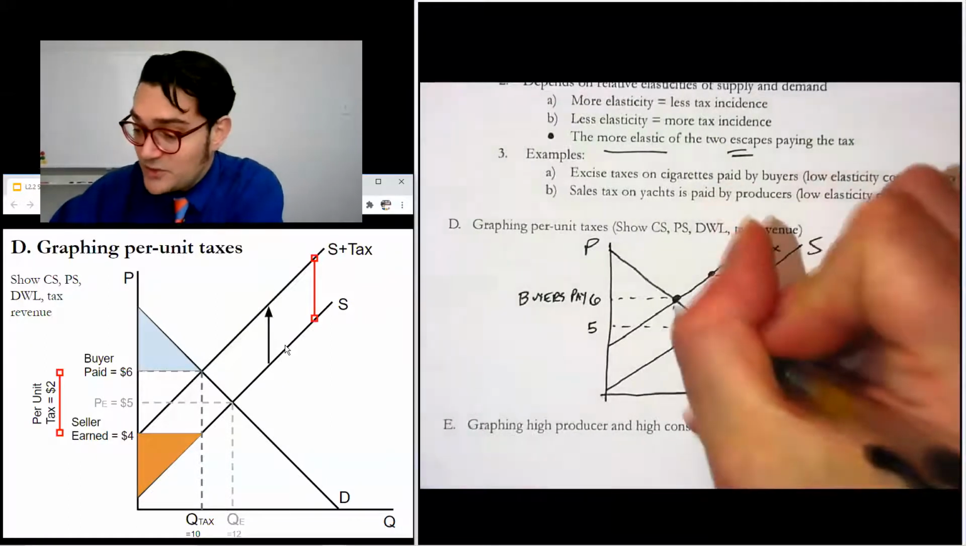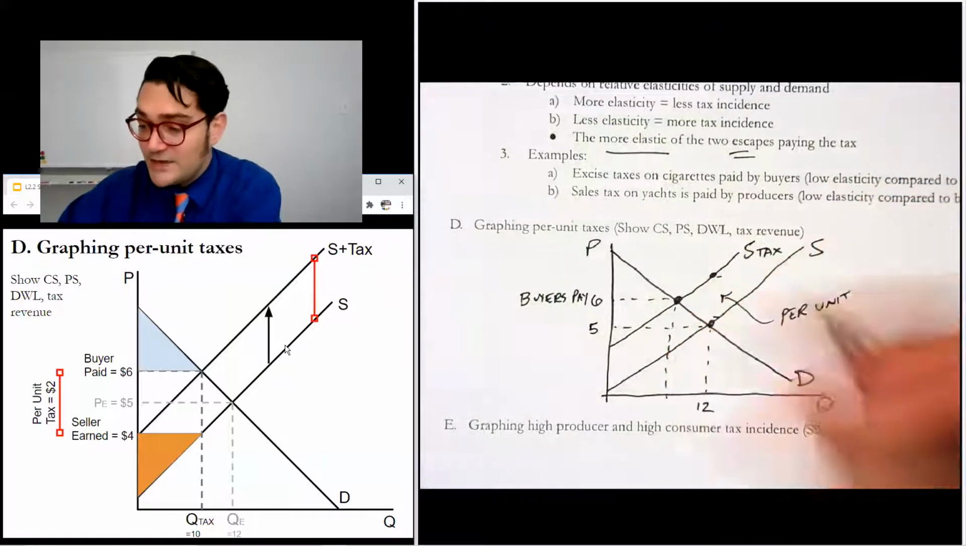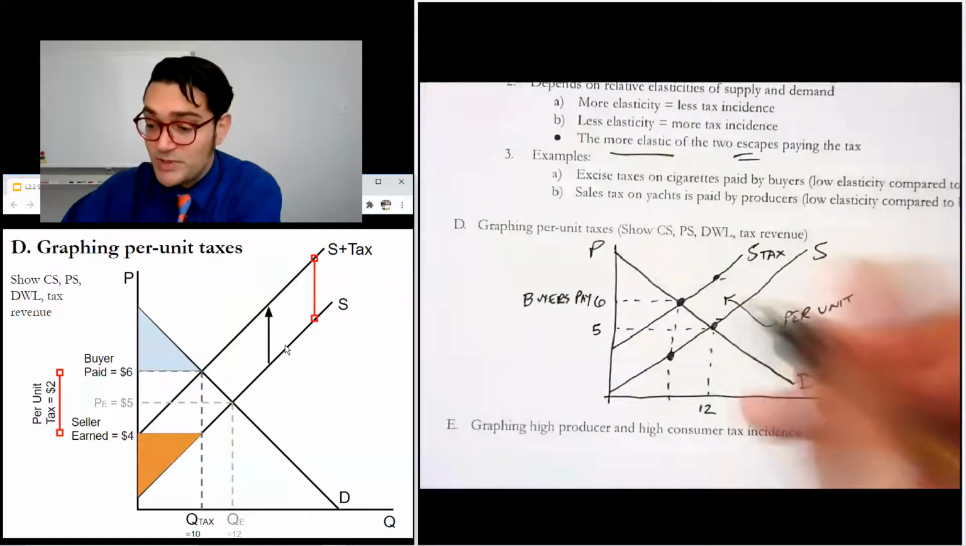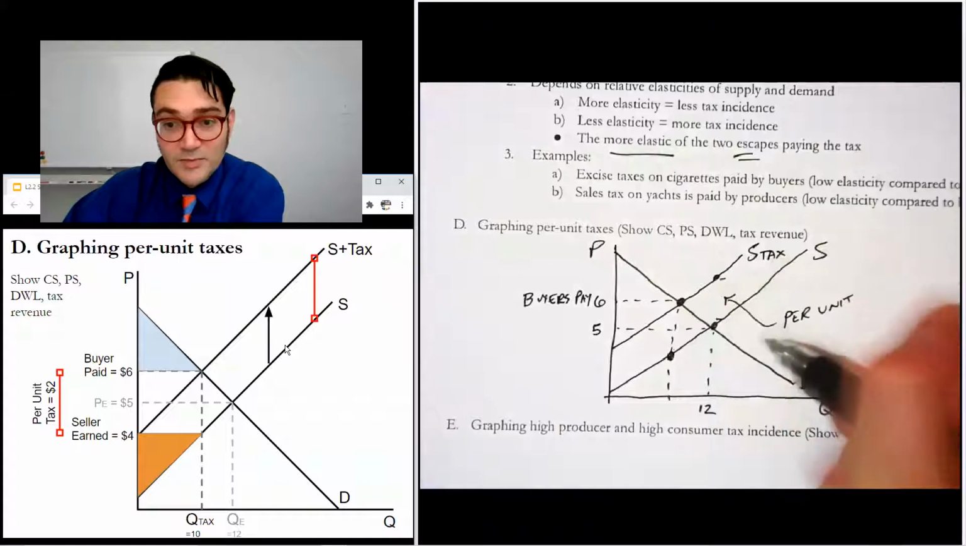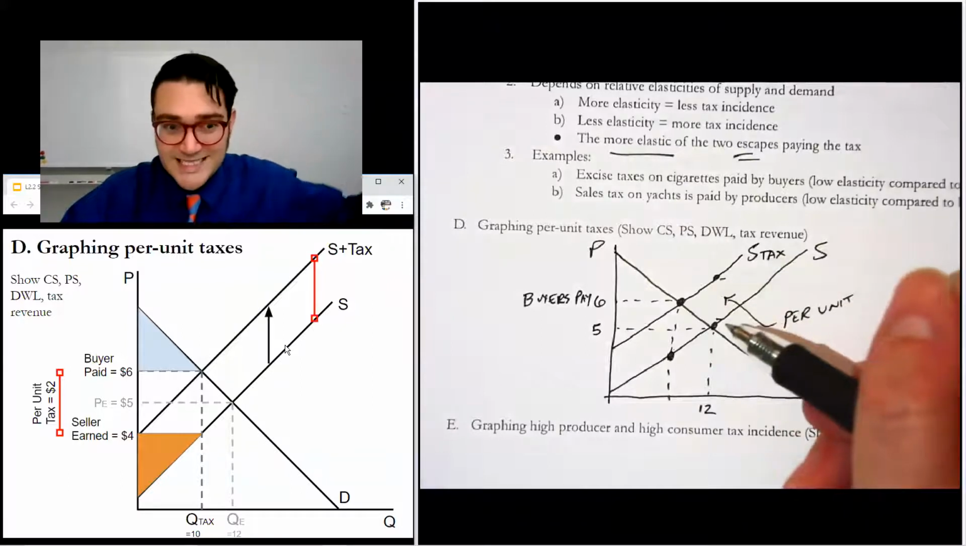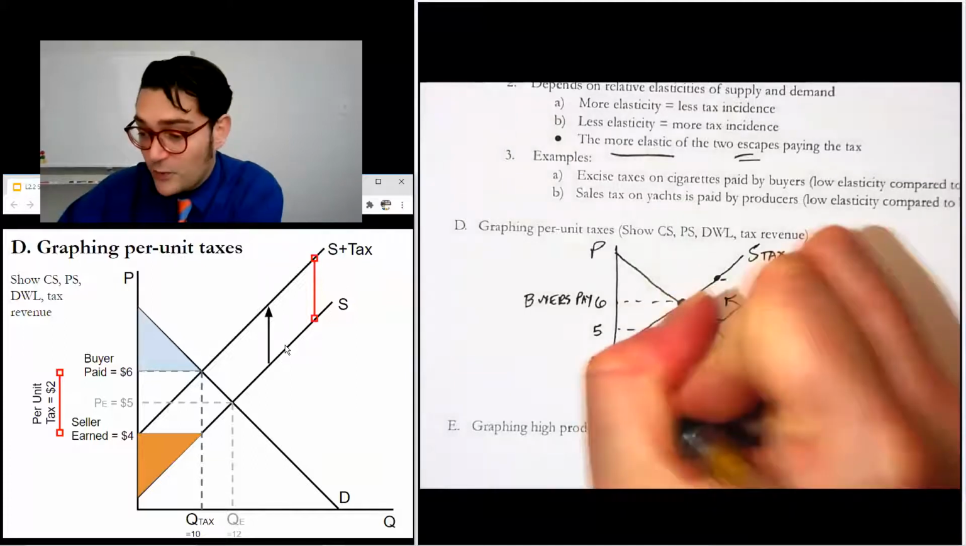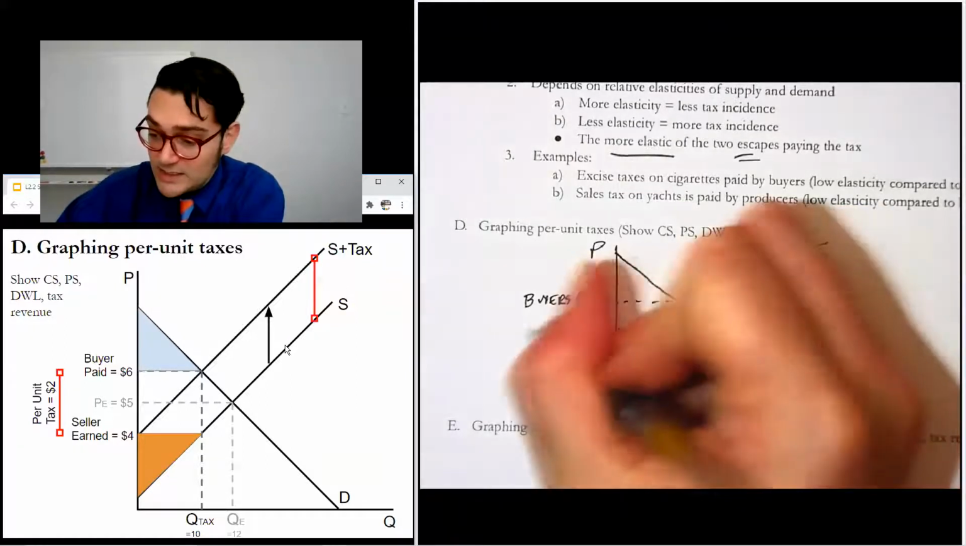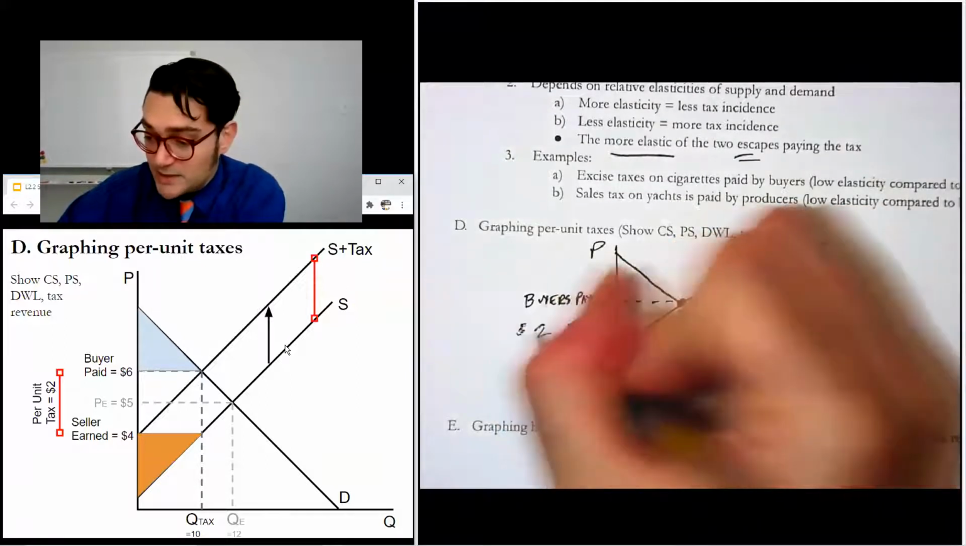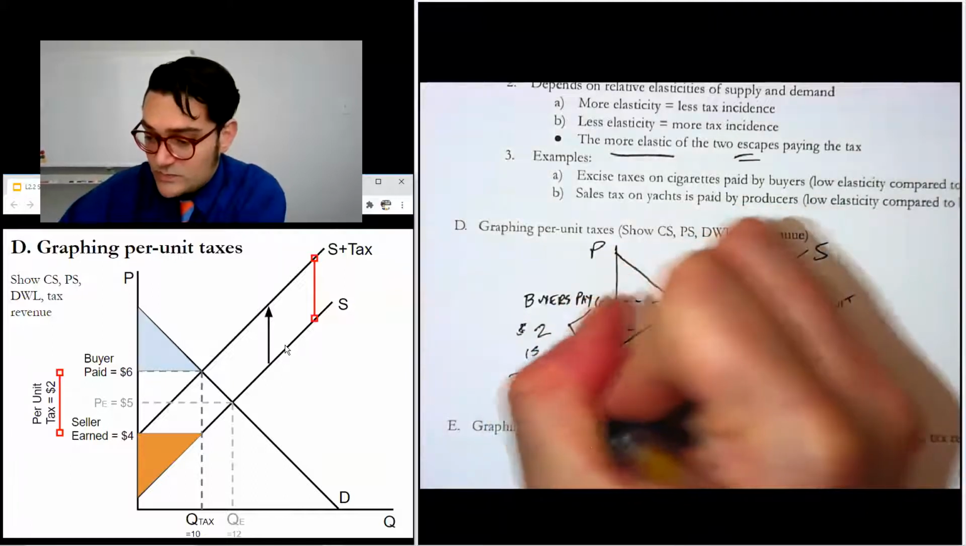Now, if we just go down and draw a dotted line, the nice thing is the distance will be the same between them, right? The per unit amount it's shifted up is the same every single time. So this has to be 4, if we know that the distance between them, the $2, is the tax.